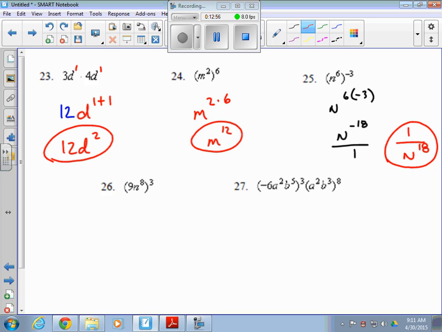9N to the 8th, all to the 3rd. Again, powers to powers. Everything's going to get the 3rd power. 9 is going to get the 3rd power, and N to the 8th is going to get the 3rd power. So 8 times 3. Remember, anytime you raise a power to a power, you multiply. So N to the 8 times 3 is N to the 24th power. 9 to the 3rd power is 9 times 9 is 81, times 9 is 243, I think.